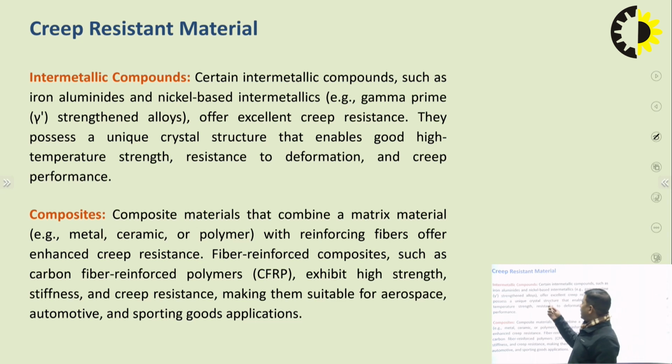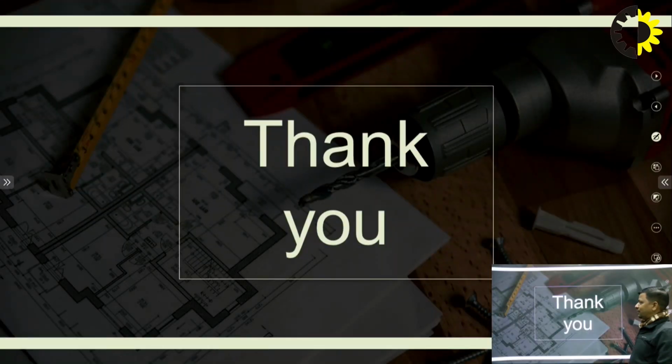Then intermetallic compounds, you can also use certain intermetallic compounds such as iron, aluminum and nickel based intermetallics, gamma prime, like these are some options available. Through that you can easily get creep resistance. And at the last you can see some composites are also available. In that you can also get good resistance against this creep.